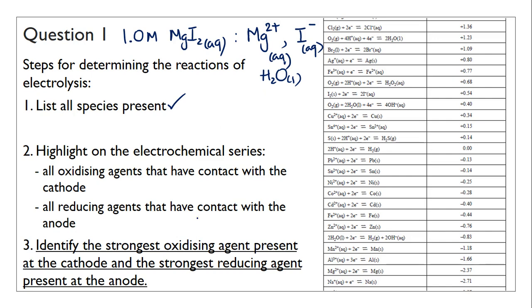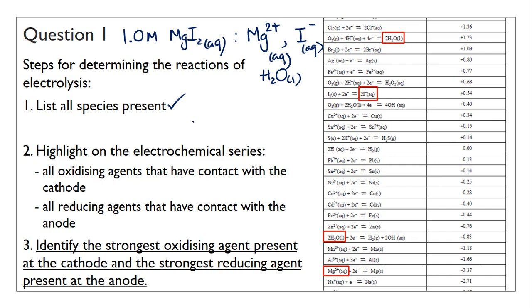If you think about what is going on in this cell, these 3 substances are in the electrolyte, so they will have access to both the cathode and the anode. I will tell you when they don't have access to both. But if you just have a generic electrolytic cell with the 2 electrodes submerged into the same solution, then every species in that solution is going to be able to come into contact with the electrode. So that's just my roundabout way of saying that I am going to highlight everything out of the 3 here.